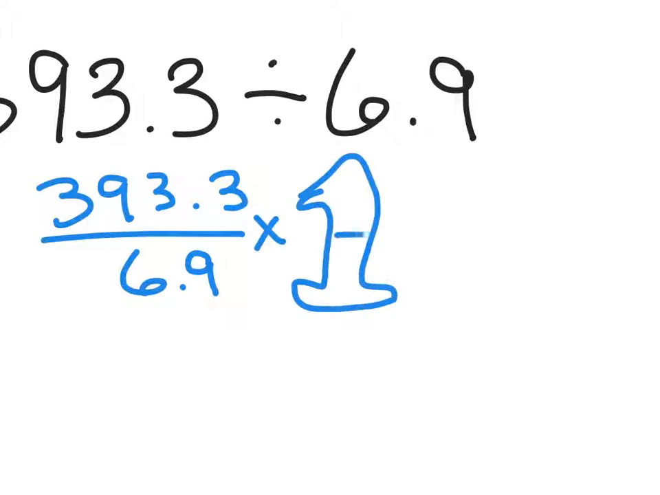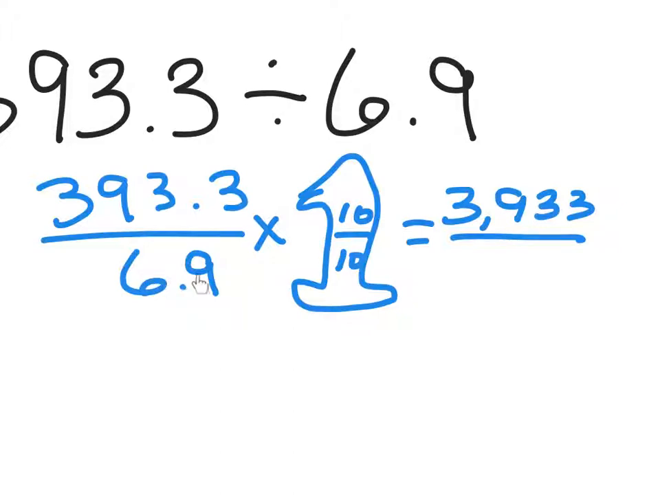So that is cool. And now, since this 9 is in the tenths place, that means I'm going to use a 10 for my denominator. And then if I use a 10 for my denominator, my numerator has to be a 10 as well in order for this to be a giant 1, right? Now, that's going to change the look of this number, but not the value. And so now, that's cool. So I'm going to take 393.3, multiply it by 10, and I'm going to get 3,933 divided by, and then 6.9 times 10 will give me 69.